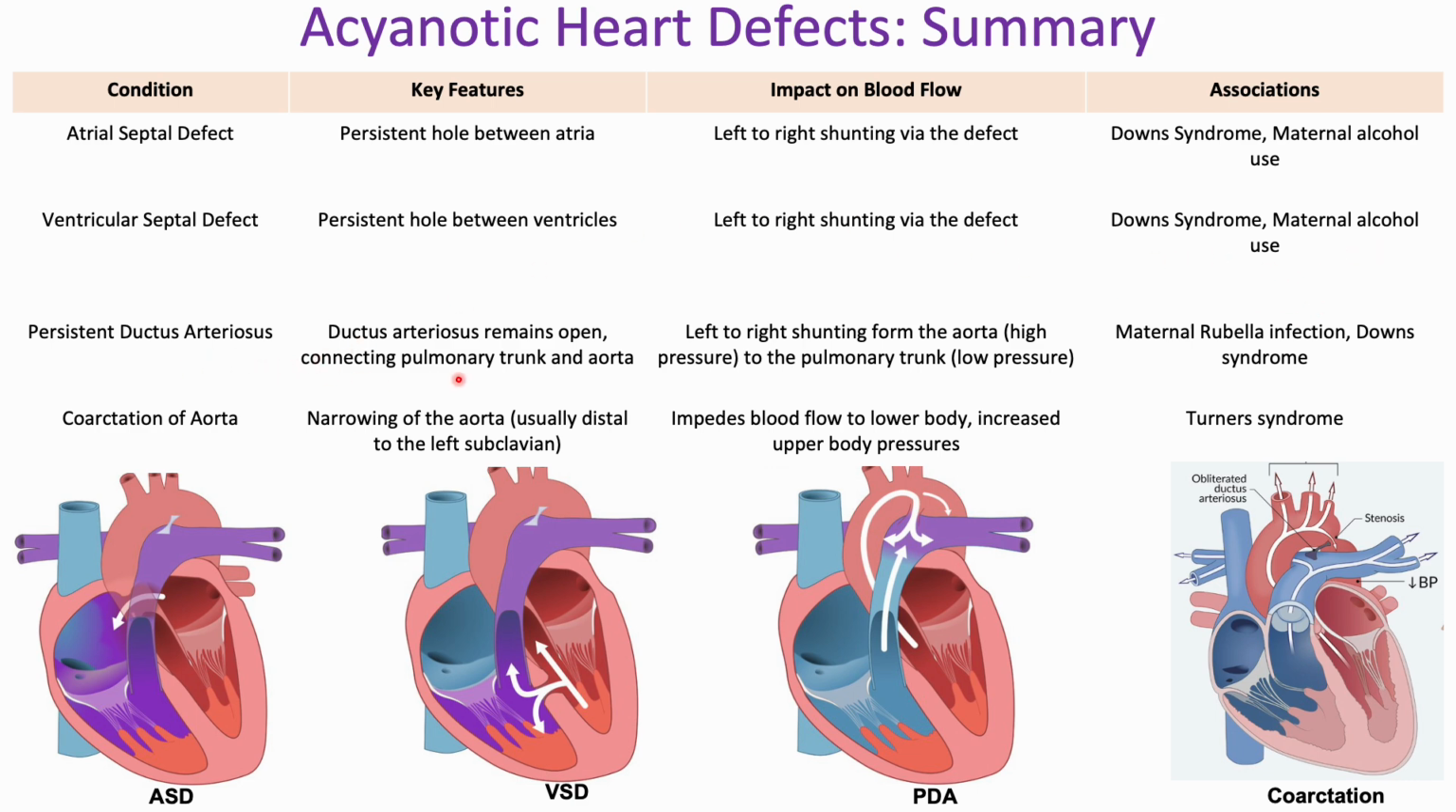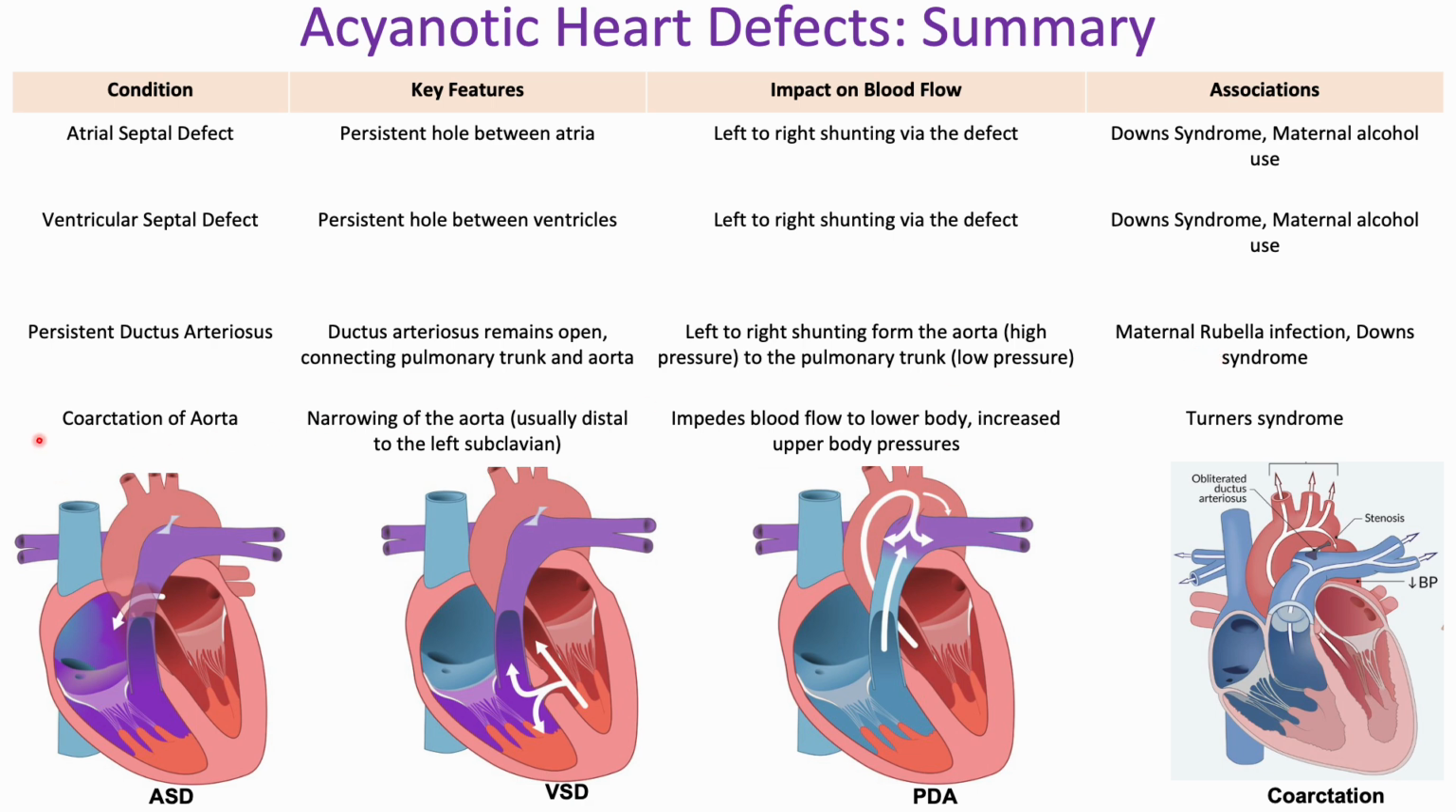The PDA, this is where the ductus arteriosus is remaining open. This is connecting the pulmonary trunk and the aorta. This allows left to right shunting from the aorta, which is the high pressure system, into the pulmonary trunk, which is the low pressure system. And then this is going to be associated with maternal rubella infections primarily. Down syndrome, partially, I would really key in on that maternal rubella syndrome.